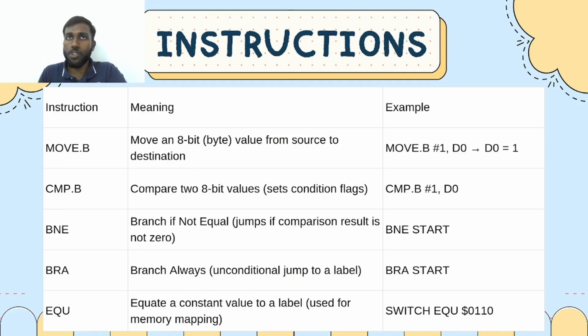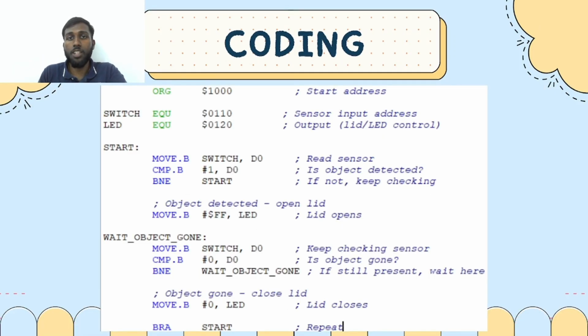Since I've explained the instructions, I would like to explain the coding. So this is the full code for the smart dustbin using 68K assembly. At the top, switch and LED are set to fixed memory addresses using EQU, and this helps us label hardware ports clearly. In the start label, we read the sensor value using move.b switch, D0. Then we compare it with 1. If the value is not 1, it means no object is detected, so we keep checking by branching back to start.